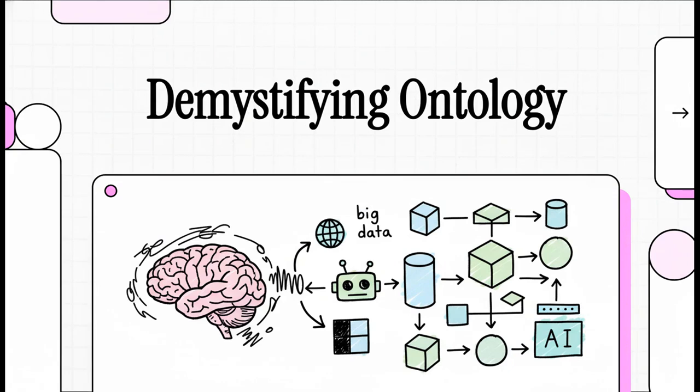So you've probably heard this word ontology getting thrown around, right? Especially from tech giants like Microsoft when they're talking about AI and big data. It's one of those buzzwords that sounds super important, but what does it actually mean? Well, today we're going to demystify the concept that's quietly powering the whole next wave of artificial intelligence.